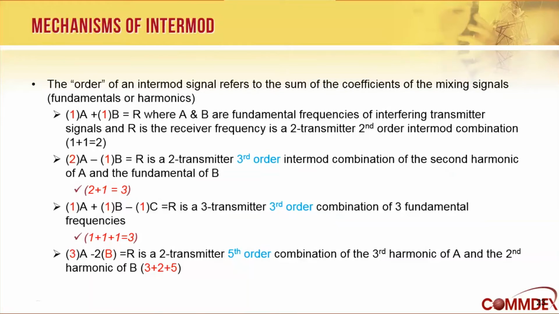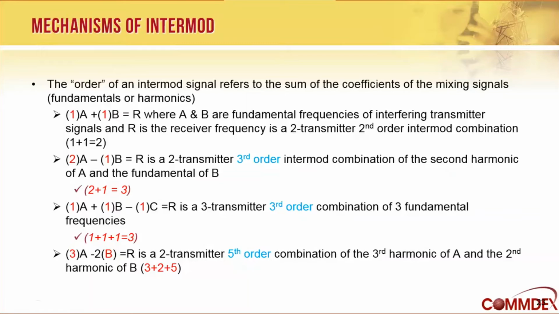Then you might have a three transmitter combination. It requires three transmitters to be up and transmitting at the same time, which makes it all the less likely to occur, but it could happen. So you have an A plus B minus C. Because of that combination, it will occur in the original frequency band, causing you a problem.